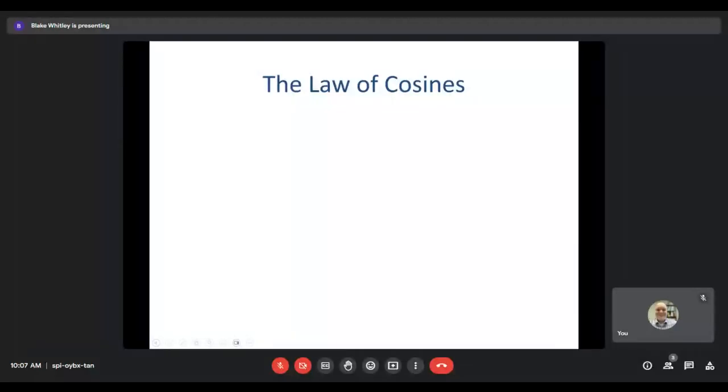Hello again. This is section 6.6, the law of cosines. So in this section, if you recall back in 6.5 with law of sines, we were finding missing sides, missing angles. We're going to be doing a lot of the same in this section, but now we're going to have triangles where we don't have the necessary information to use the law of sines. So we're going to need to use a new law, which we call the law of cosines.